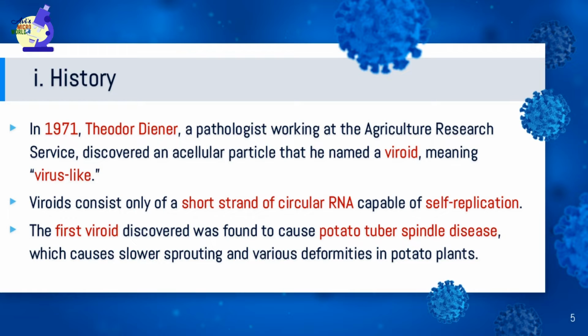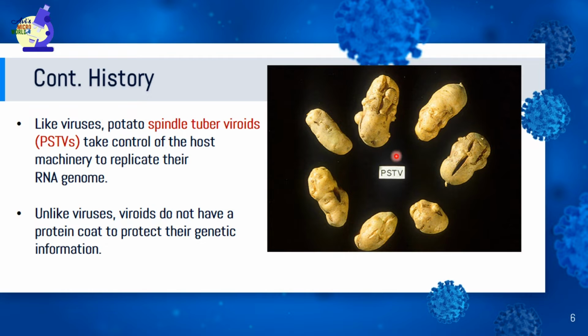Viroids consist only of a short strand of circular RNA capable of self-replication. The first viroid discovered was found to cause potato spindle tuber disease, which causes slower sprouting and various deformities in potato plants. Here is the image which we can see of the PSTV, or also known as potato spindle tuber viroids. We can see the deformities being formed in each potato.